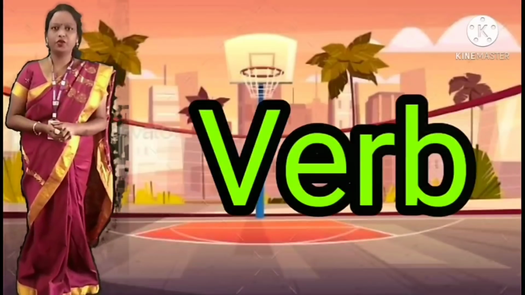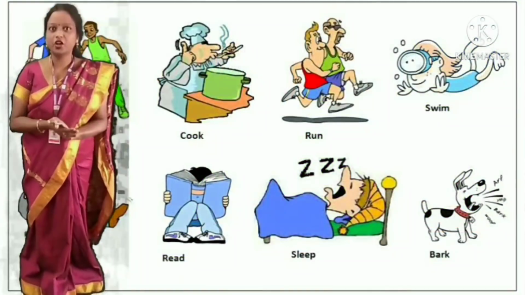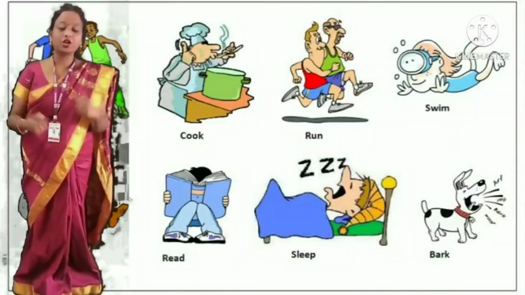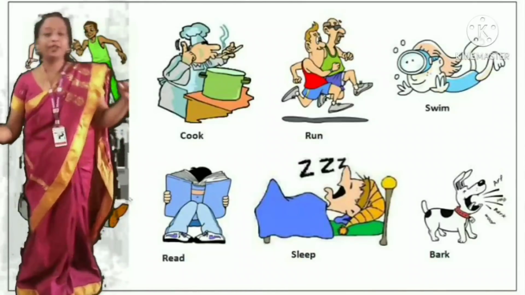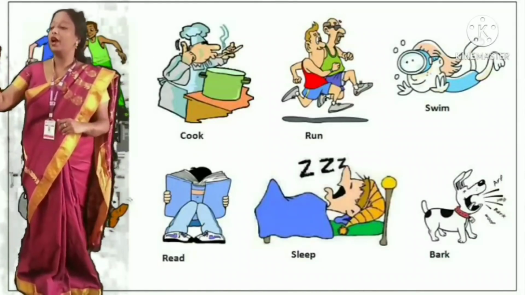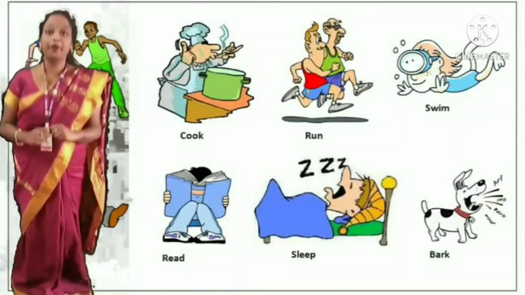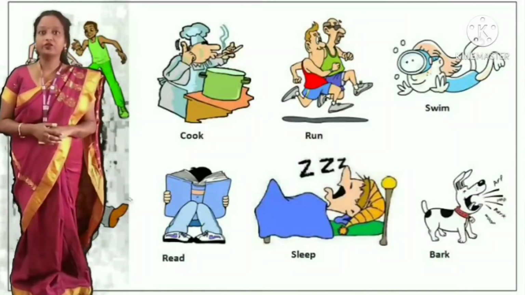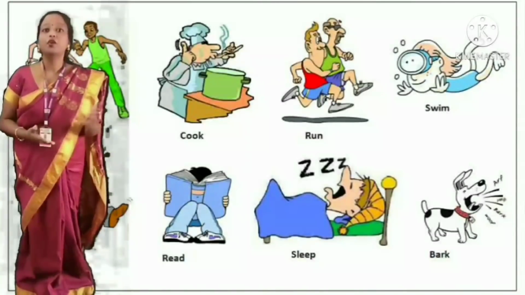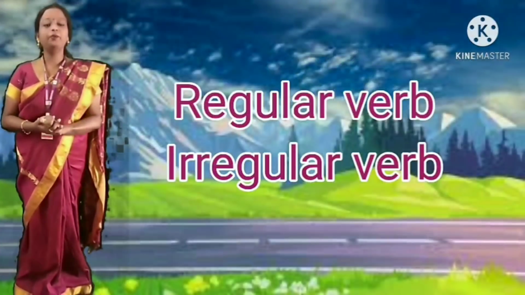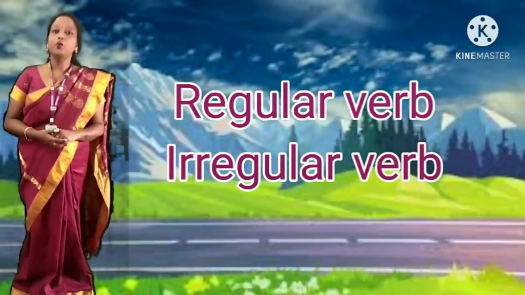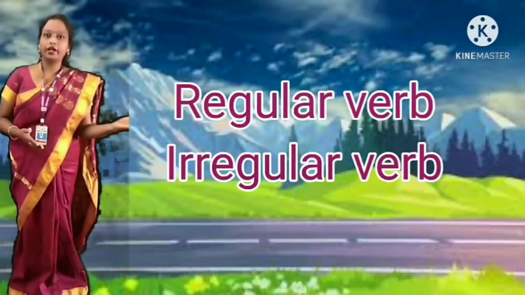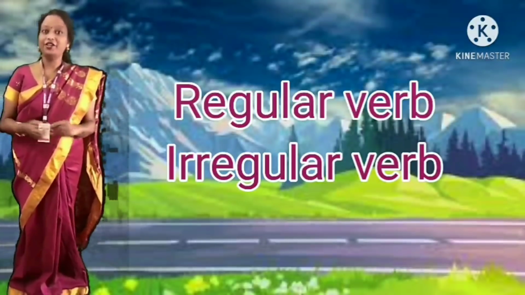You all know what is a verb. Yes, children, action words are called verbs. What is an action word? What all actions are we doing? Like I'm dancing, I'm teaching, I'm writing, I'm jumping. All these are action verbs. In verbs we have regular verbs and irregular verbs. So today we are going to learn about regular and irregular verbs. Are you all ready? Shall we go for it? Yes, children. Come on, we'll go for it.